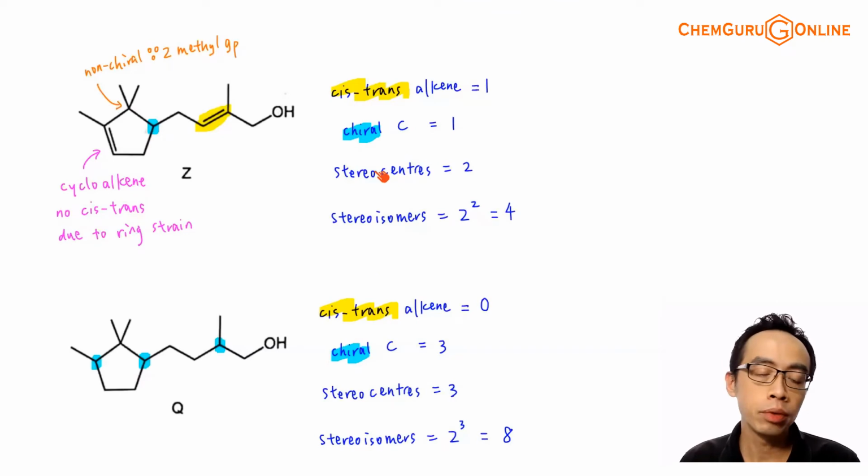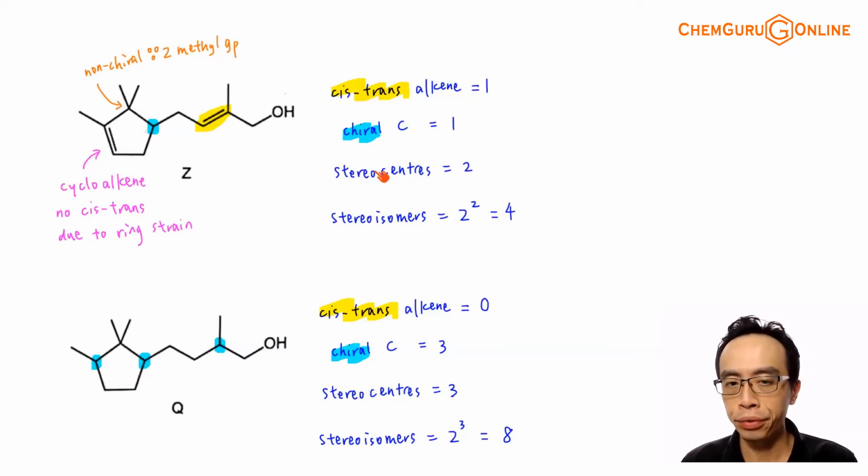So with this in mind, now we can take a look at compound Z and Q and try to identify whether each of these has a cis-trans alkene and a chiral carbon. Now involving compound Z, first let us talk about alkene. Now I have 2 alkenes here. Now this alkene, it is a cycloalkene.